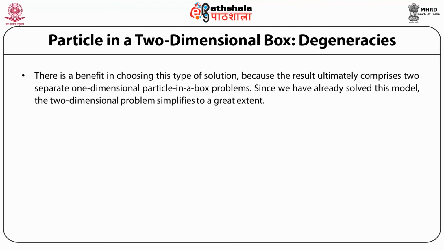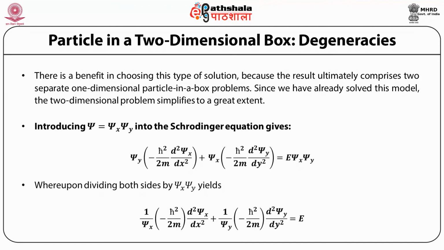Simplifies to a great extent. So now, introducing psi equal to psi x psi y in the Schrodinger equation and dividing both sides by psi x psi y, it yields 1 by psi x multiplied by minus h cut square by 2m d square psi x by dx square, plus 1 by psi y multiplied by minus h cut square by 2m multiplied by d square psi y by dy square, equal to E.